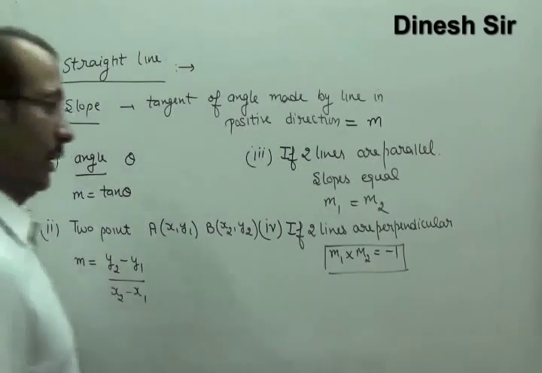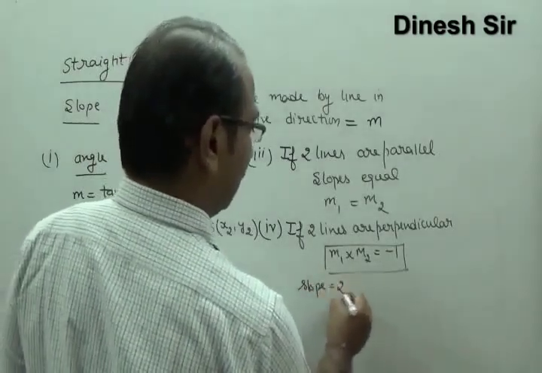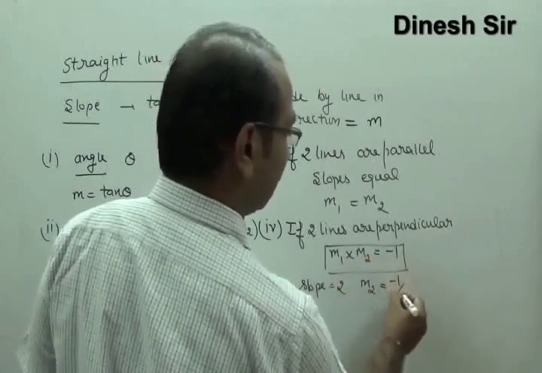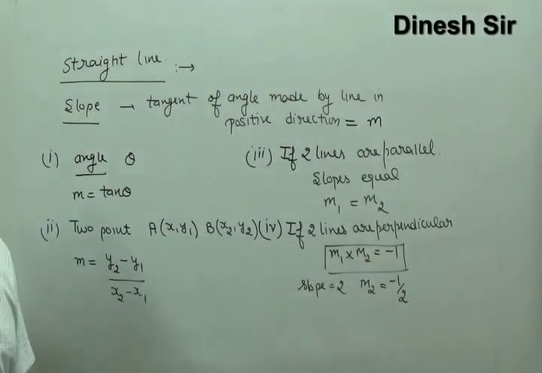Suppose it is given to you that the slope of the first line is equal to 2. So you may say for the second line, 2 into M2 is equal to -1. That is, M2 is -1 by 2. That is the slope of the second line, -1 by 2.